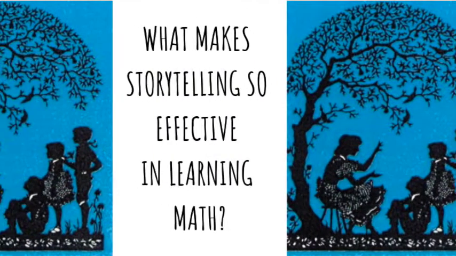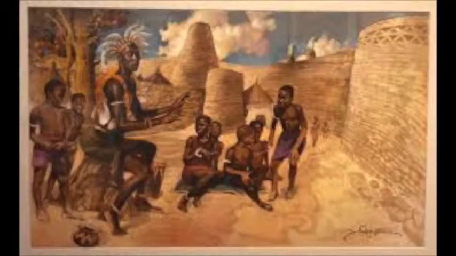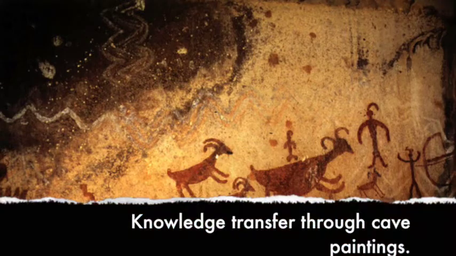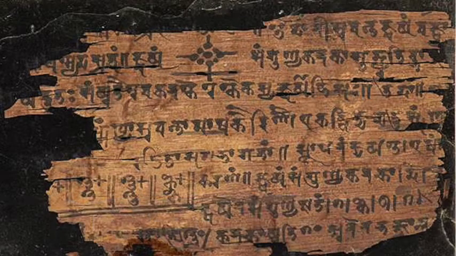What makes storytelling so effective in learning math? 100,000 years ago, storytelling was used to transfer knowledge from one generation to another. 27,000 years ago, knowledge was transferred through cave paintings. And only 3,500 years ago, knowledge started getting transferred through texts.